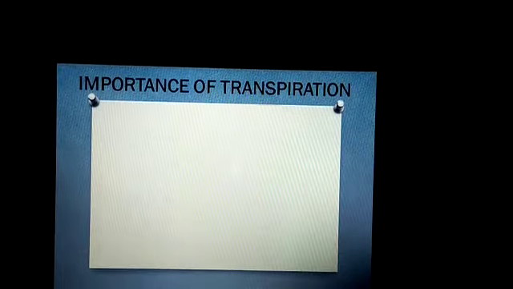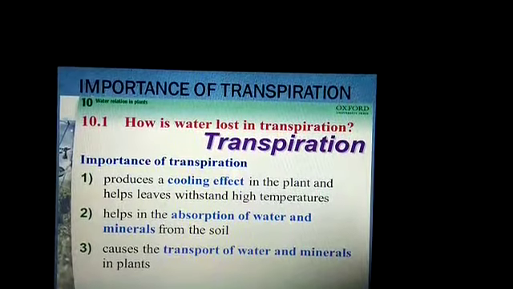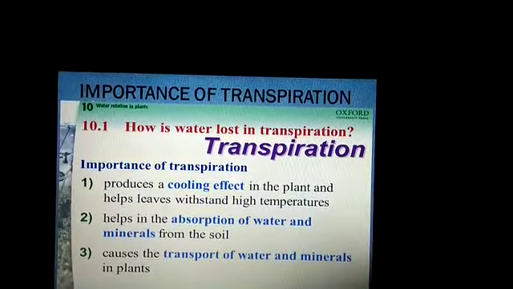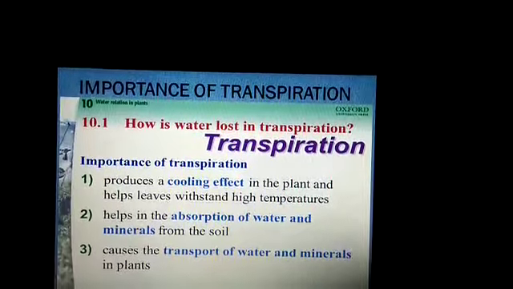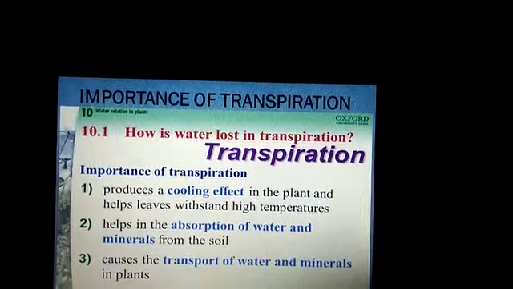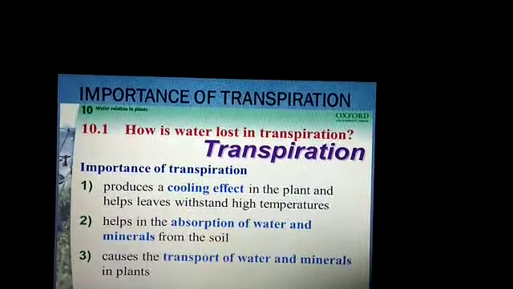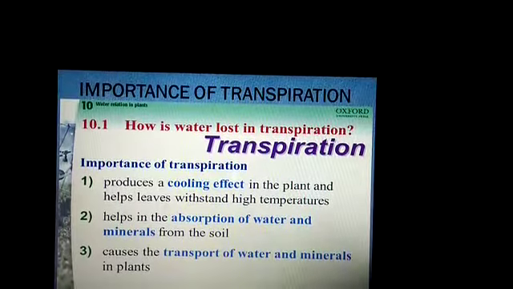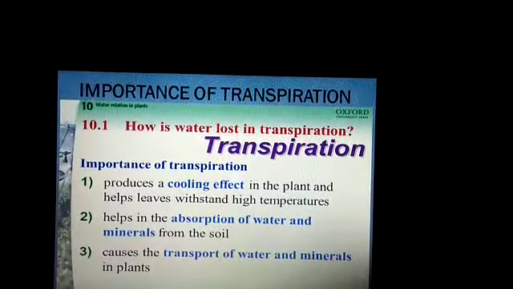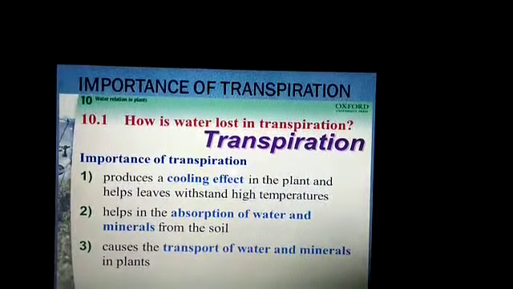Next, importance of transpiration. Transpiration produces a cooling effect in the plant and helps leaves withstand high temperature. Second point, helps in absorption of water and minerals from the soil. Third one, causes the transport of water and minerals in plants.